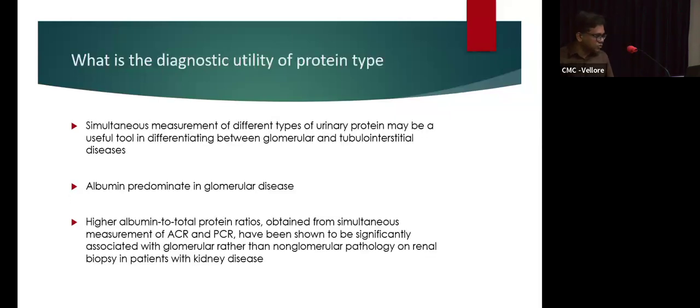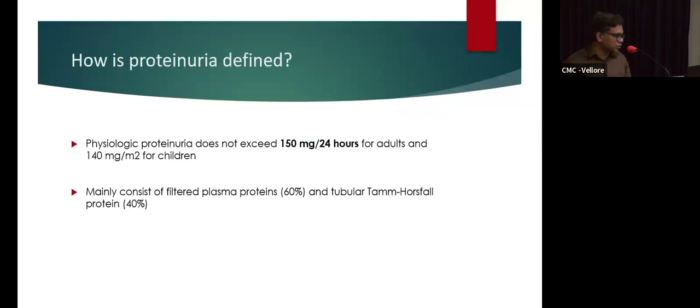So what is the diagnostic utility? Simultaneous measurement of different types of urinary proteins may be useful to differentiate between glomerular, tubular, or post-renal proteinuria. Albuminuria is predominant in the glomerular diseases, and higher albumin to total protein ratios obtained from the simultaneous measurement of ACR and PCR signal glomerular rather than tubular proteinuria.